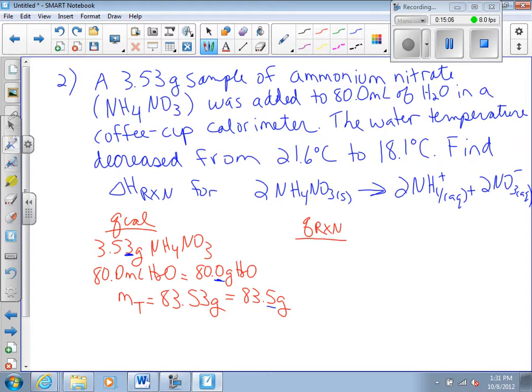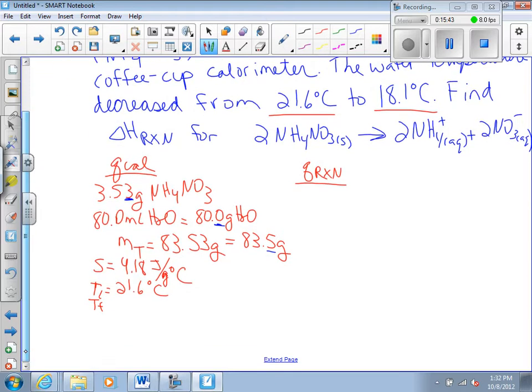Okay, I know m. S. Okay, we have a coffee cup calorimeter, so s is going to be 4.18. To one more sig fig, it's actually 4.184, but we're not going to worry about that right now. Joules per gram degrees Celsius. And we also have our temperatures right here. So, oh, the temperature went down. T initial is 21.6 degrees Celsius. T final is going to be 18.1 degrees Celsius.